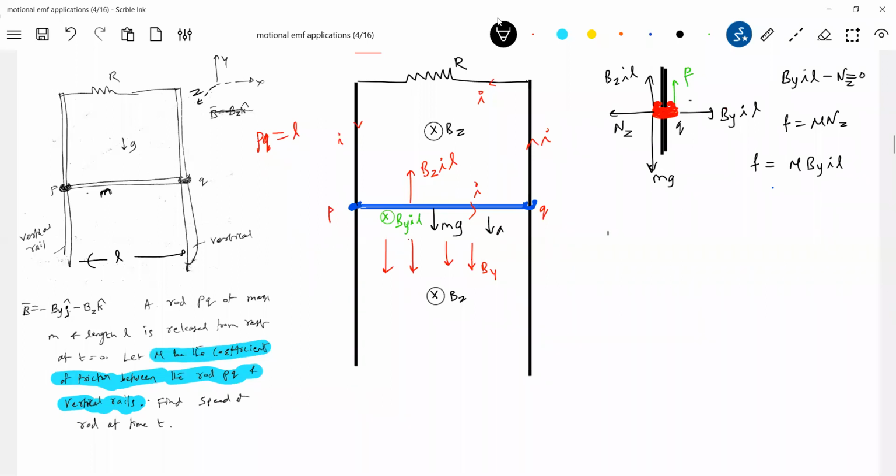It will accelerate: mg minus BZ I L minus F equal to ma. What is I from Faraday's law? I equal to E by R, and this should be equal to BLV by R. Which B should you write, BY or BZ? BZ, it should be BZ, not BY. Don't take resultant again. The rate of change of flux is due to the Z component of the magnetic field.